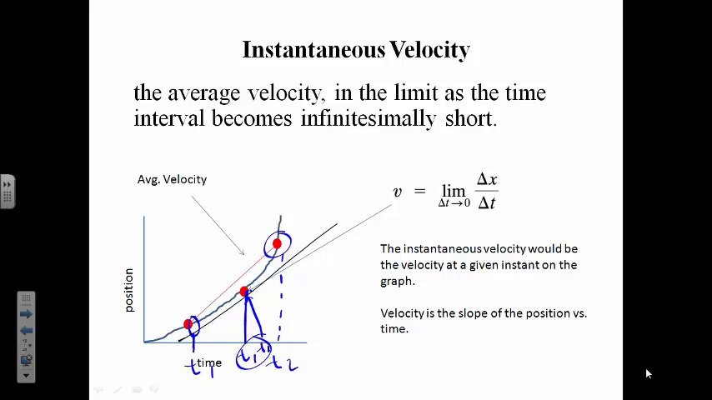You can think about it as when you're driving your car, your instantaneous velocity is whenever you're looking down at the speedometer and reading your speed at that moment in time. That's your instantaneous velocity.